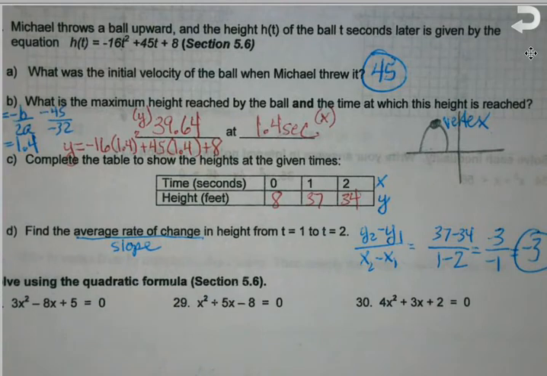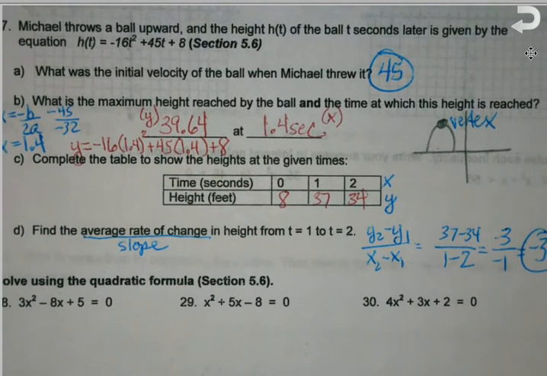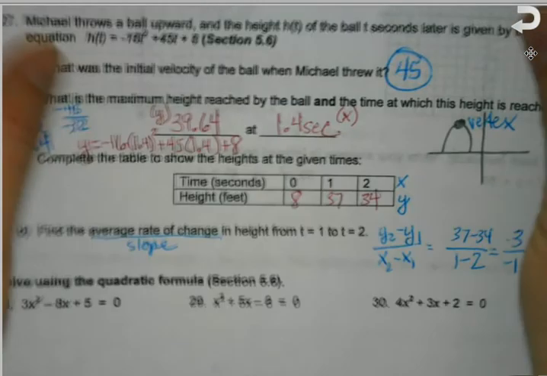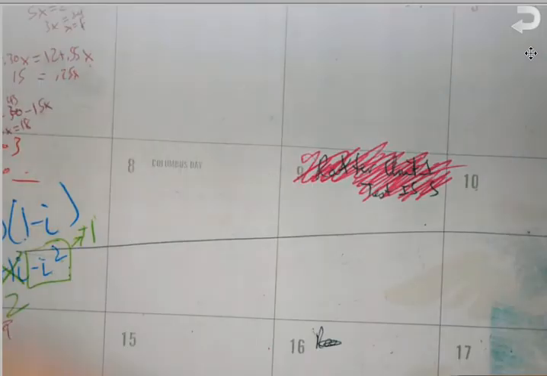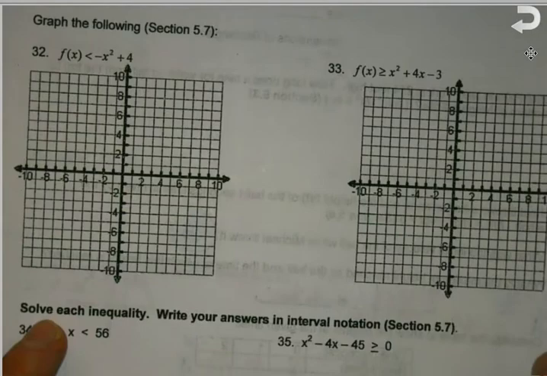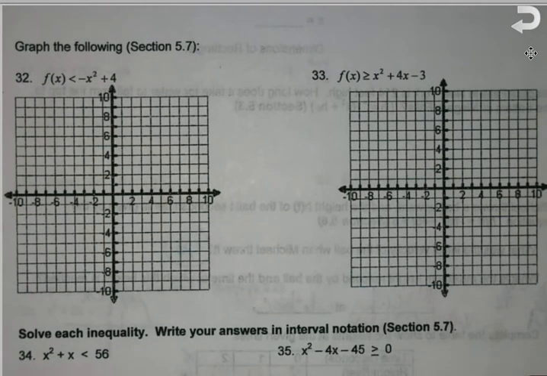What else we got issues with? Anywhere on the review, where have we got issues? 32. Alright, let's see what we got here. Flip page. Graph the following. Alright, let's see. 32.